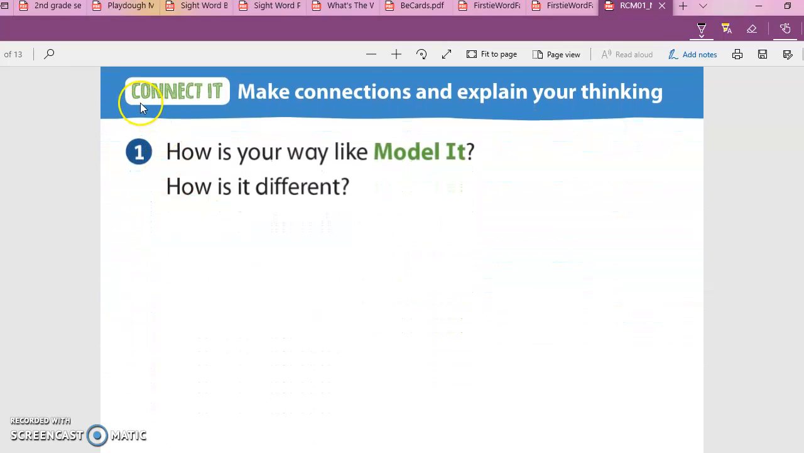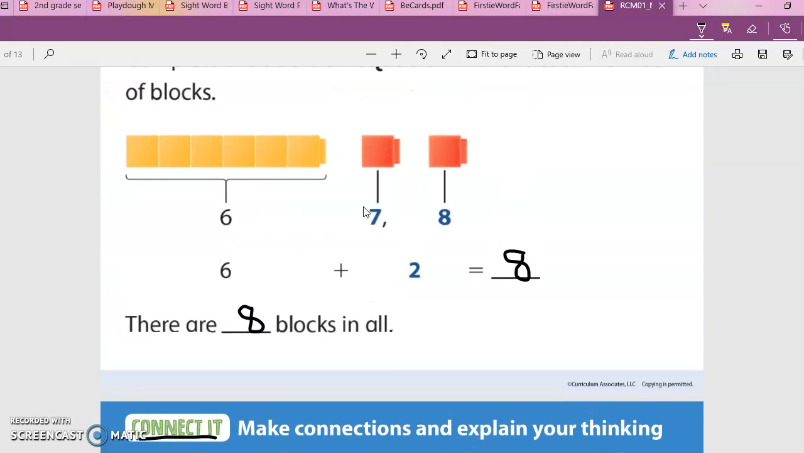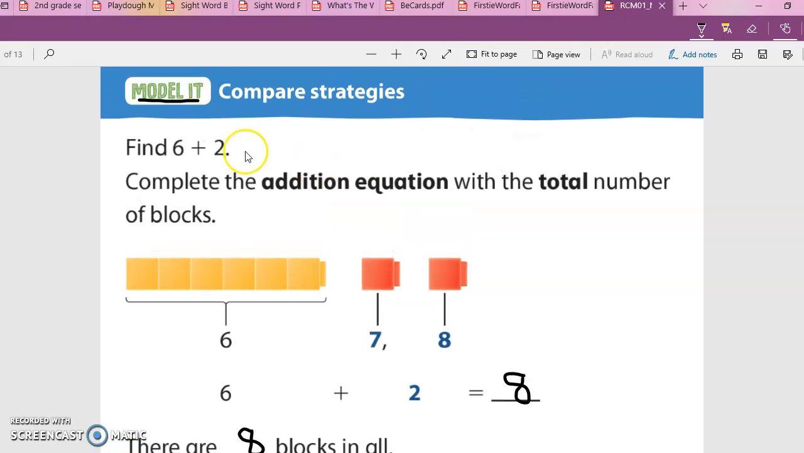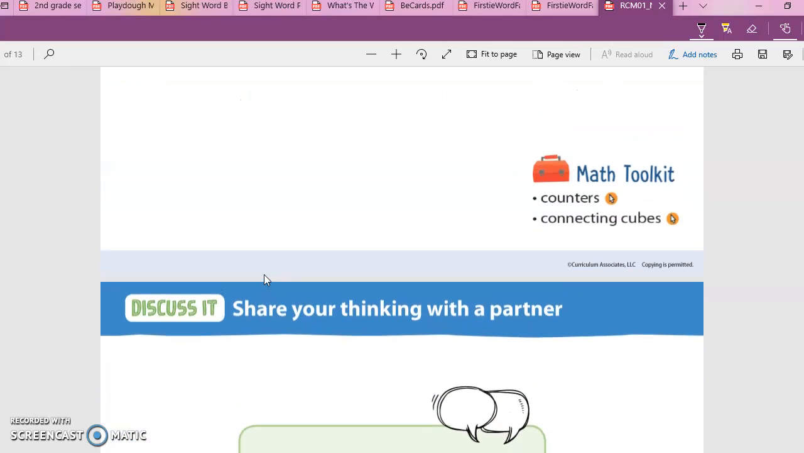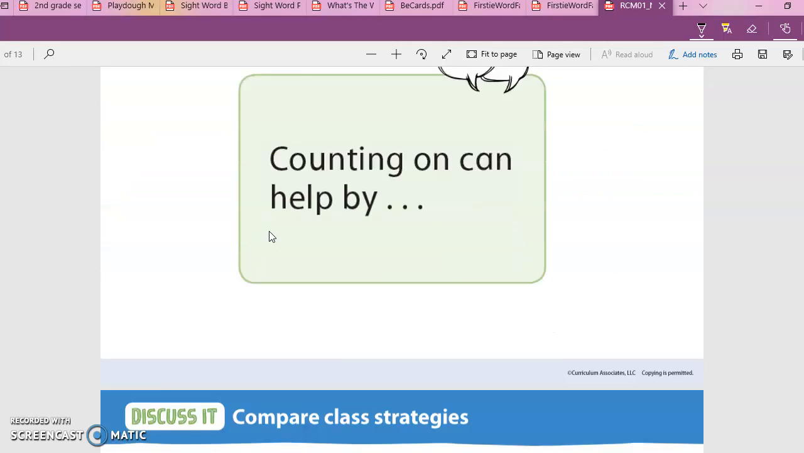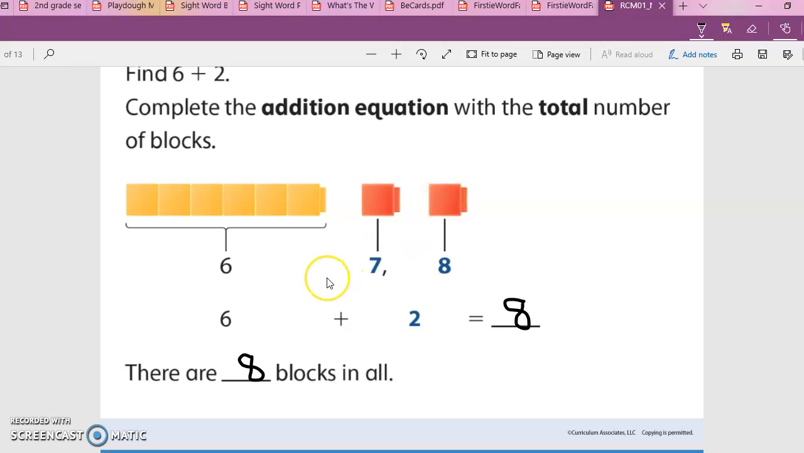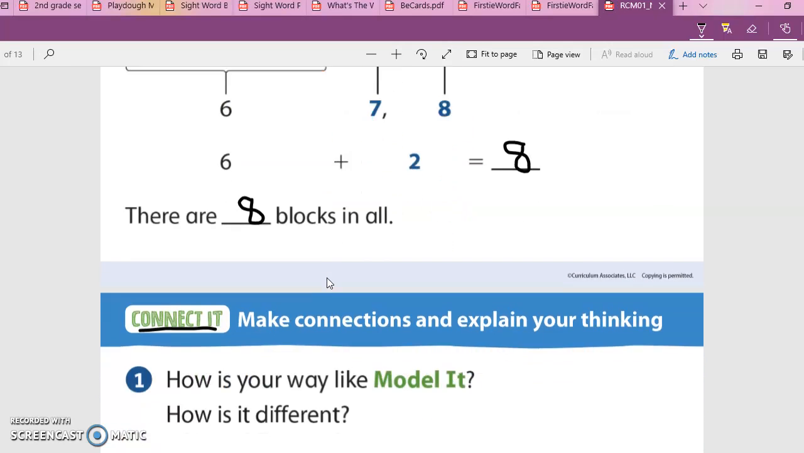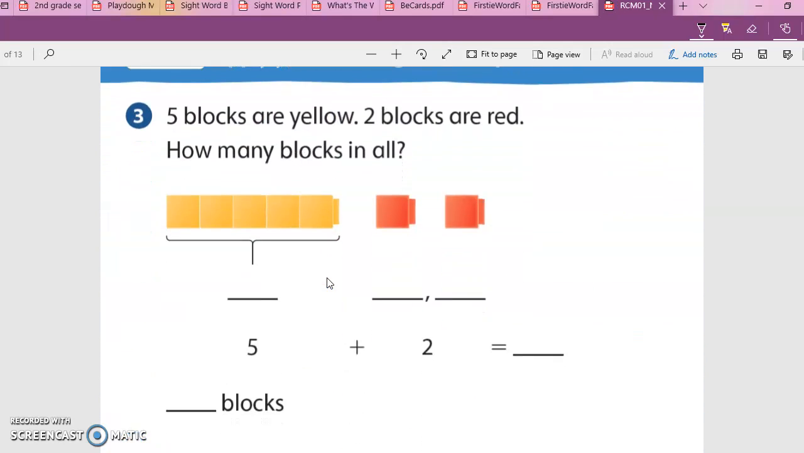This one is connecting it. So we're making connections to explain our thinking. How did you solve this problem? And how did the model it solve the problem? Did you do it the same way? Or did you do it differently? I happened to kind of do it the same way when I drew my pictures, right? I started with 6 yellow circles, and then I did the 2 red circles, which is exactly what they did. But if you just counted on without having to draw a picture, your strategy would have been different.